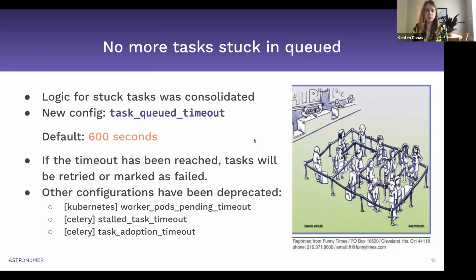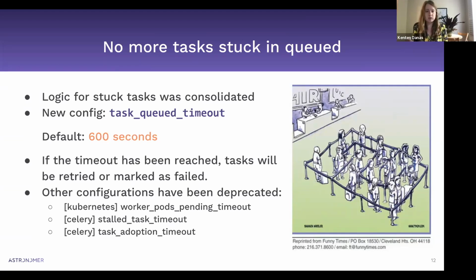So one of the previous challenges with this is that there were configurations that you could set for how long something would run before it timed out. So these configurations that have been deprecated listed here below, things like the worker pods pending timeout if you're using Kubernetes executor or things like that, that would say like, okay, once this time period has reached, let's kill this task so it doesn't just sit in queued forever.